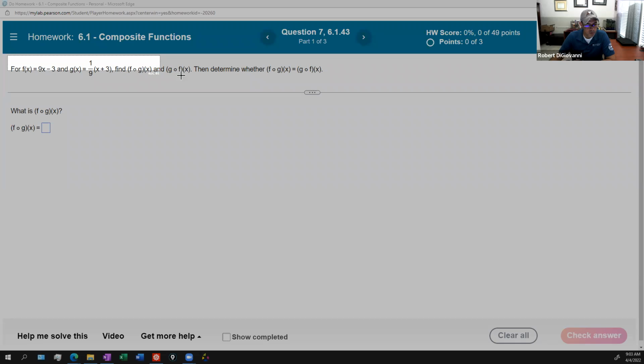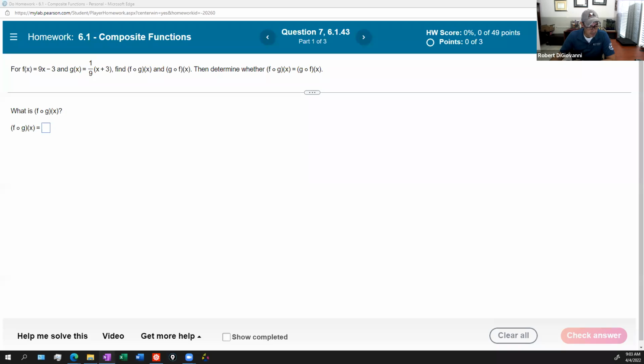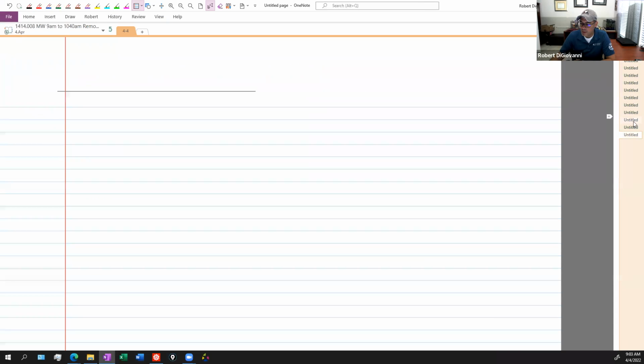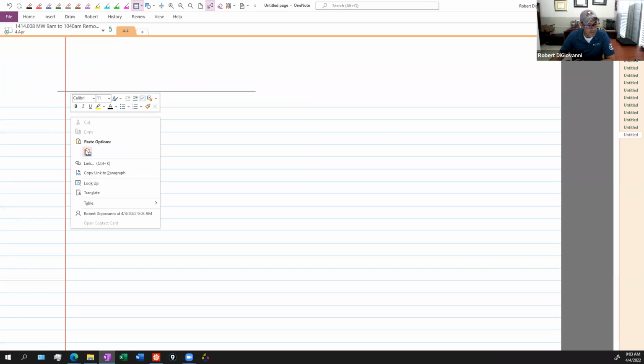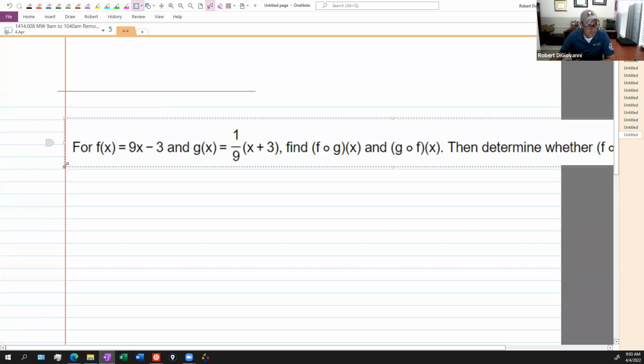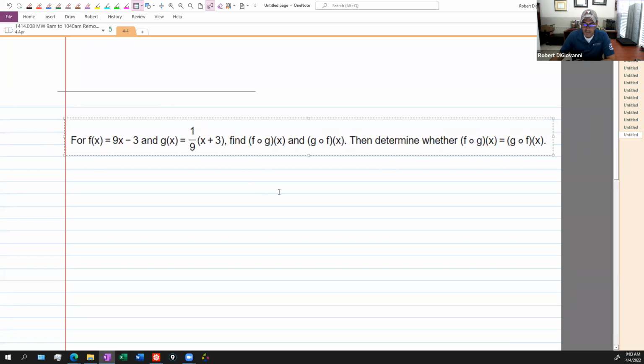So let me look at this one. We're supposed to take a look at these two functions and determine what f of g of x is, and then also determine what g of f of x is. So find out what both of those compositions are, just switching the order, and then determine whether or not they're equal to one another. All right, so first thing I'm going to do here is f of g of x.